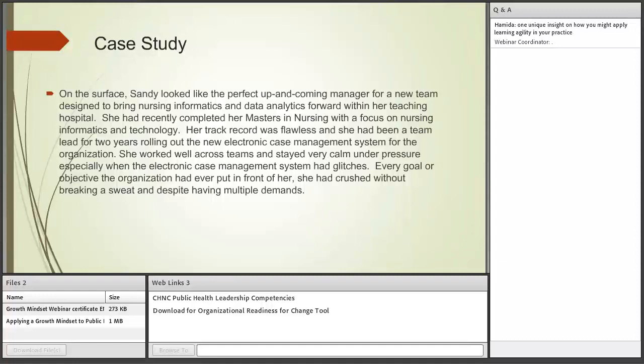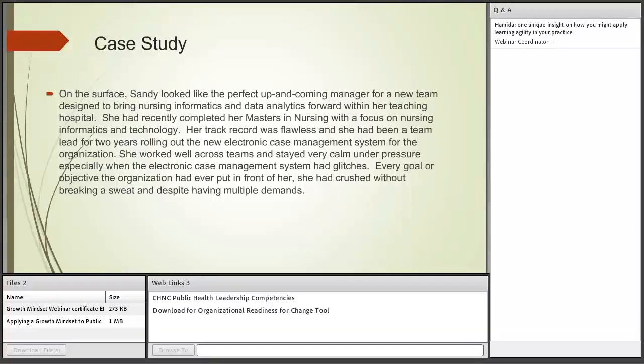And in terms of taking risks, from what has been put forward, we know that with technology there are things that might go wrong. There might be areas where she might face failure. The electronic case management system that she put into play was a new project with lots of ambiguity. And so I would say she's high on the taking risk component of learning agility.